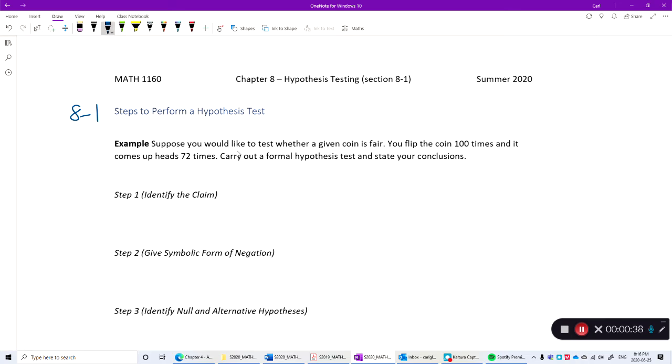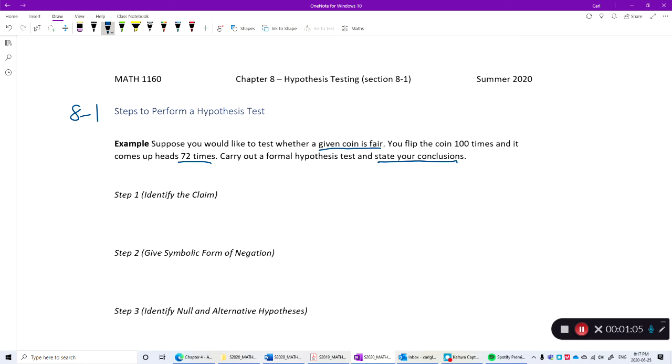Okay, so suppose you would like to test whether a coin is fair. Not the world's most important hypothesis to test, but it's one that we can all understand, right? So we flip the coin 100 times, and let's say it comes up heads 72 times. So we're going to carry out a formal hypothesis test, and then we're going to state the conclusion.